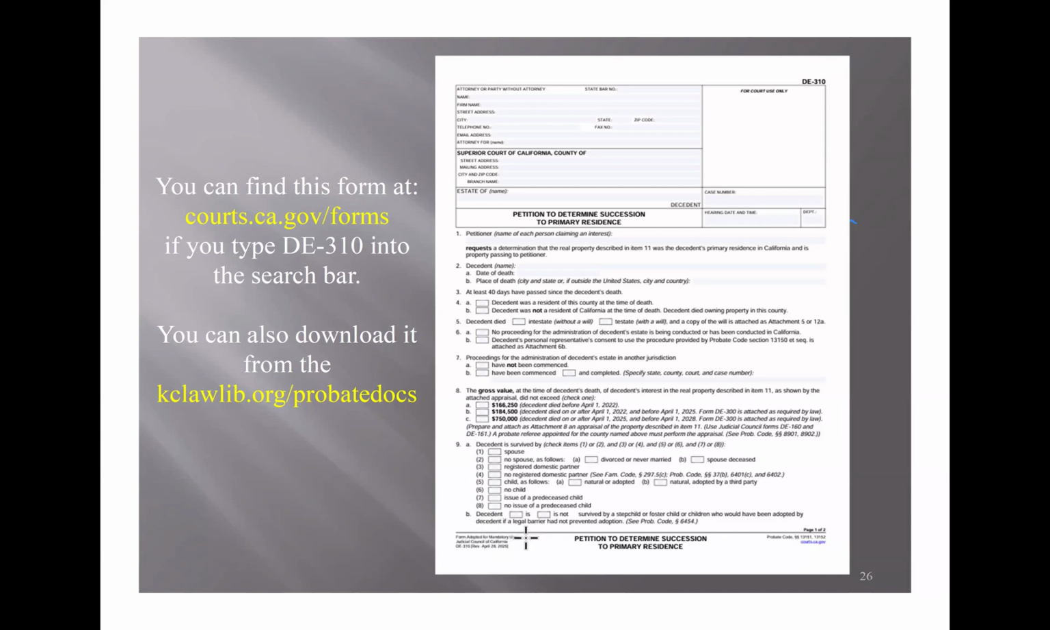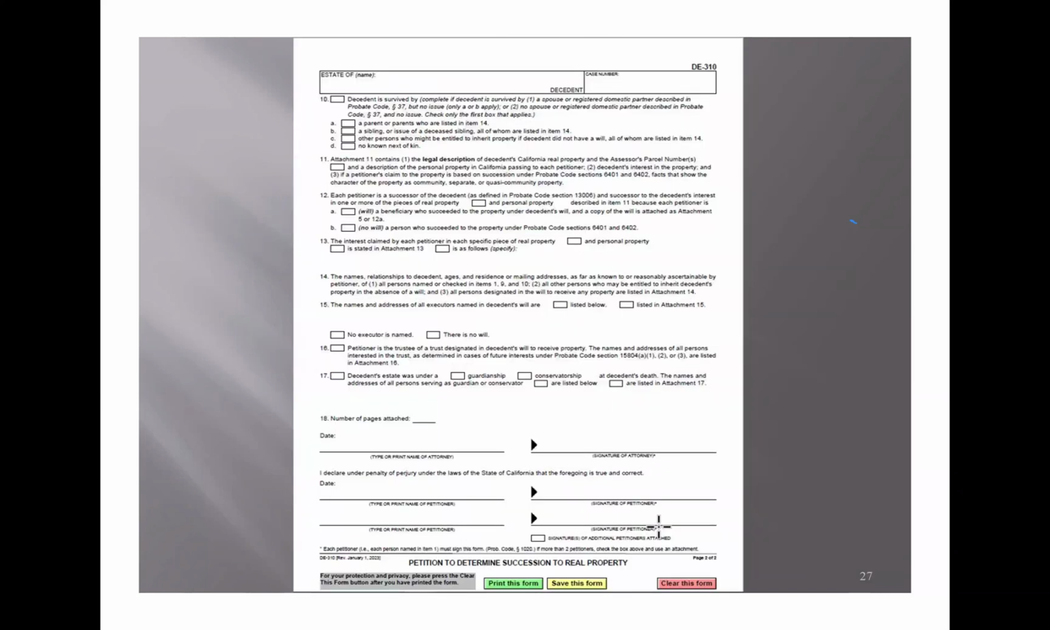And then in B, you check yes or no, is or is not survived by a stepchild or a foster child who would have been adopted but for a legal barrier. This is also somewhat rare because the legal barriers are uncommon, but sometimes it can apply. But there has to be evidence that they would have adopted them except for a legal barrier. Okay, then on this next page, you state the state of, and you list the decedent's name.